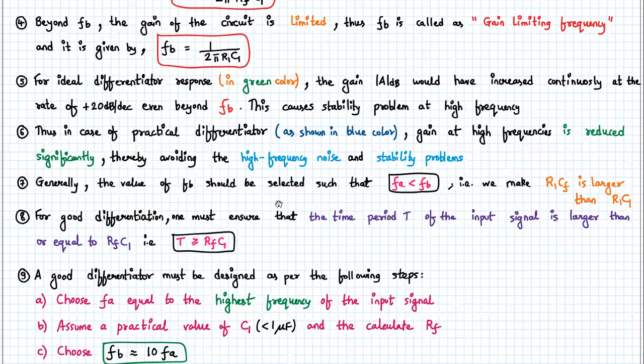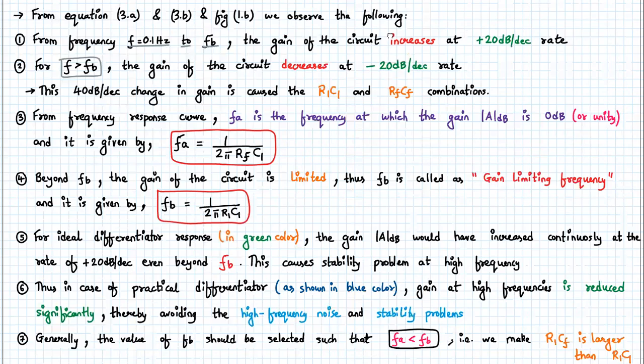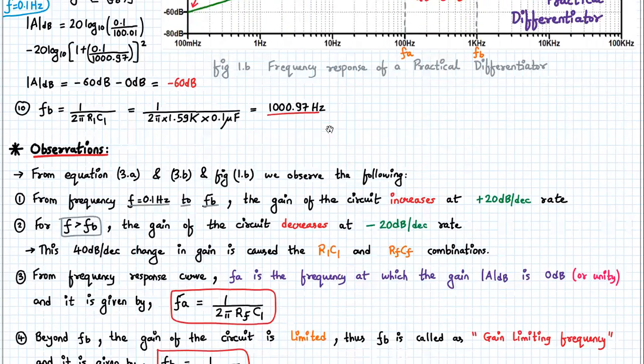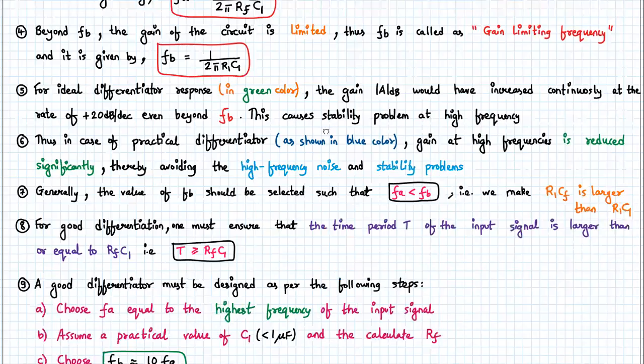Now, generally, the value of FB is selected such that FA is less than FB. That is, we make RF CF much larger than R1 C1. Let's see this point. Yes, it is true. FA is 100 Hertz and FB is 1 kilohertz. So definitely FA is lesser than FB, by around 10 times. That is the trend which is normally followed.